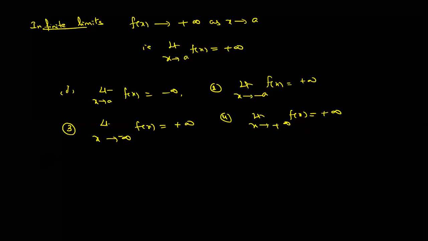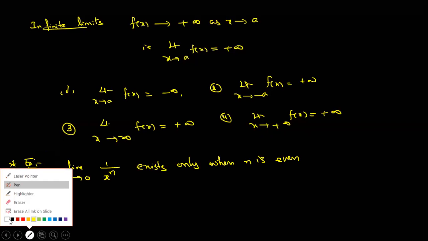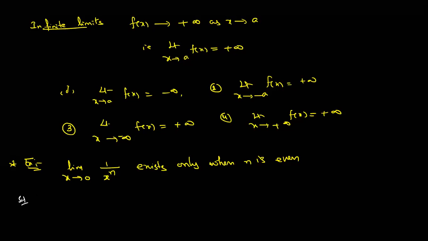Now let us see, I'm verifying, I'm taking the best example, dear students. See, example: limit x tends to 0, 1 by x power n exists only when n is even. It's very important. Let us see how. Taking the example solution, dear students, case 1. Here I'm taking n is even. Existing.